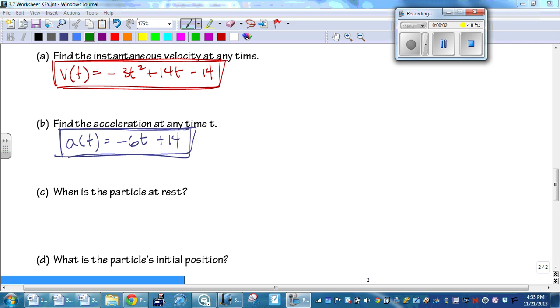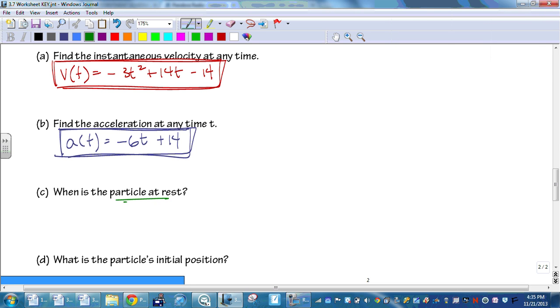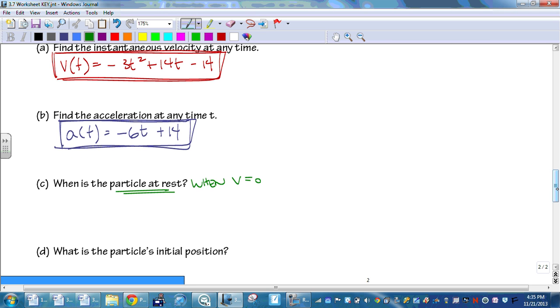In C, we're asked to find when is the particle at rest. Well, the particle is at rest when the velocity equals 0. It means it's not moving. So we need to take the velocity and set that equal to 0.